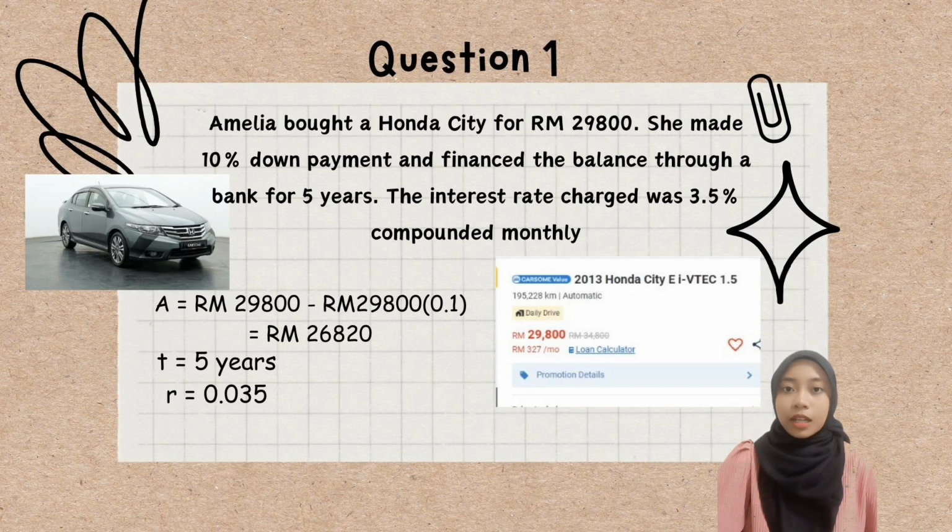Question 1. Emilia bought a Honda City for 29,800 ringgit. She made 10% down payment and financed the balance through a bank for 5 years. The interest rate charged was 3.5% compounded monthly.